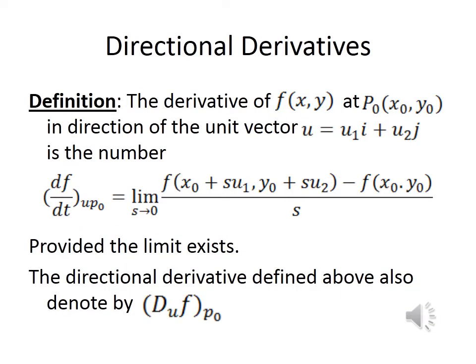Now, let us consider the following definition. The directional derivative of the function f of x and y at a point p naught in the direction of the unit vector u, which equals u1 i plus u2 j, is the number below. The derivative of f at p naught in the direction u equals the limit when s tends to 0 of f(x naught plus s u1, y naught plus s u2) minus f(x naught, y naught), divided by s. If the limit exists, the directional derivative defined above is also denoted by capital D_u f at p naught.